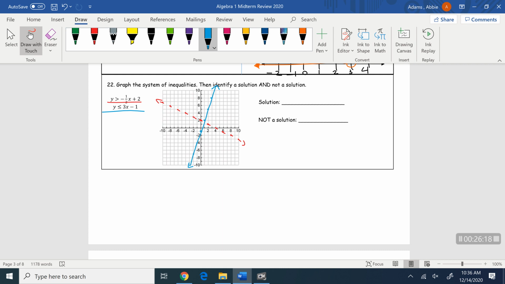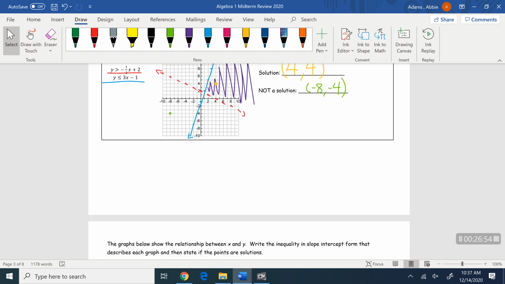Now I want to find the shaded region that is below my blue line, but above my red line. So it's going to be right about here. And it says to identify a solution and a not solution. Well, the solution is going to be any point that is in that region. So let's say that we choose the point (4, 4). That can be a solution. And a not solution is any point that's not in that shaded region. So let's say I choose the point (-8, -4).